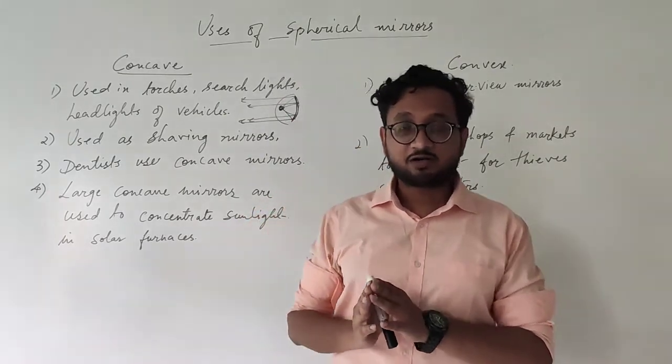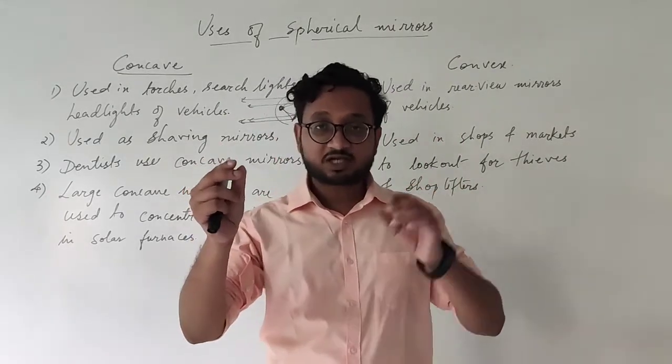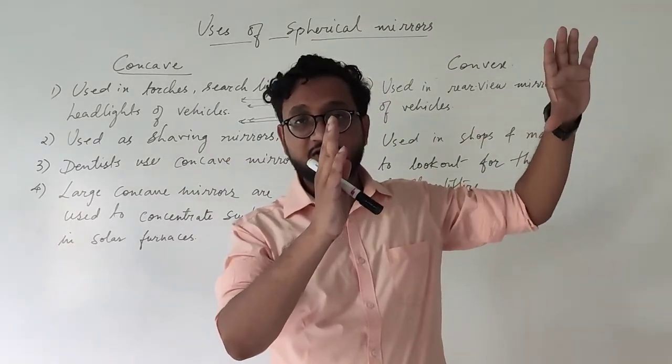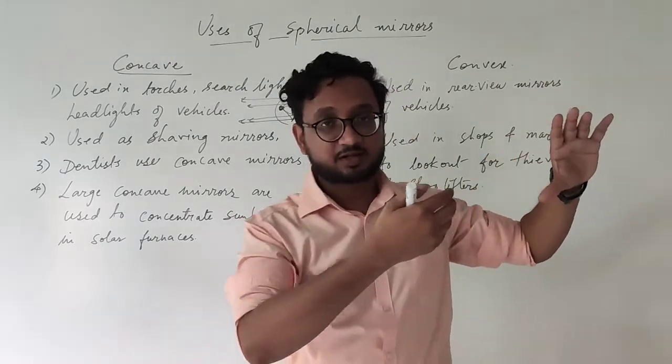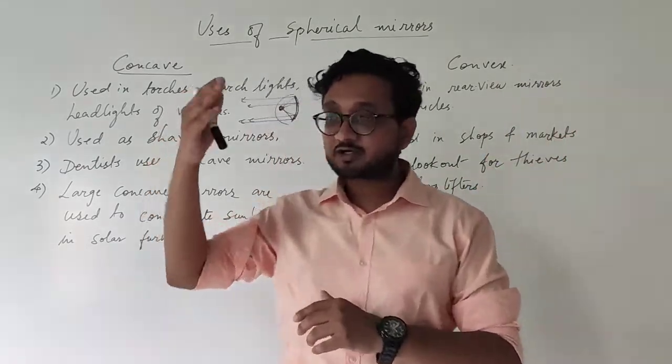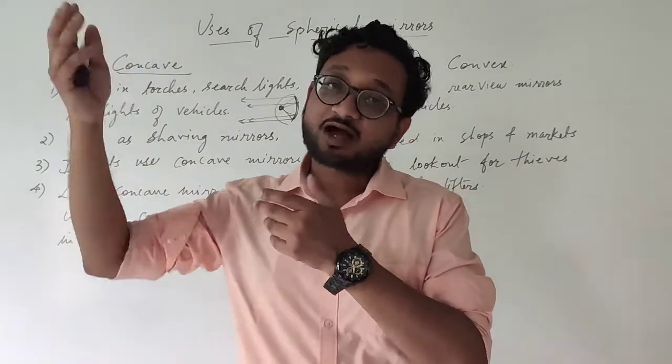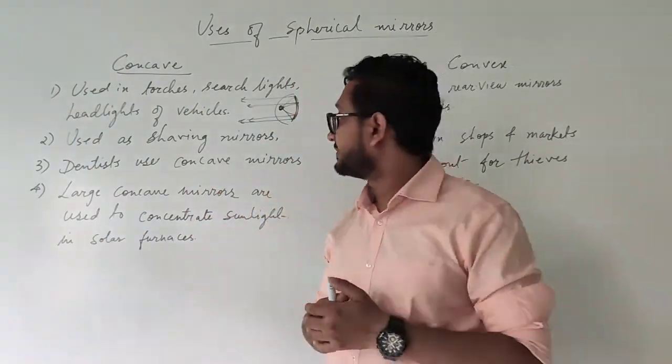because you know that in the last case of the concave mirror, when the object is between focus and pole, the object is somewhere over here, it creates a very large virtual image behind the mirror. So if a person is standing in front of a concave mirror between focus and pole, he can look at himself in a larger manner so that he can shave properly.